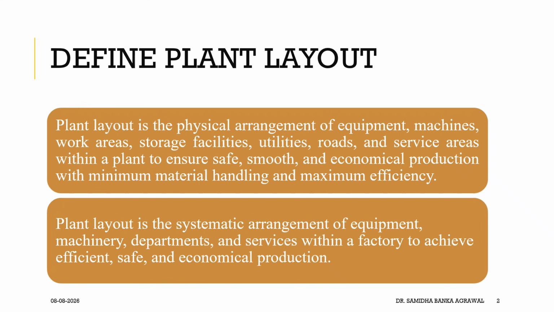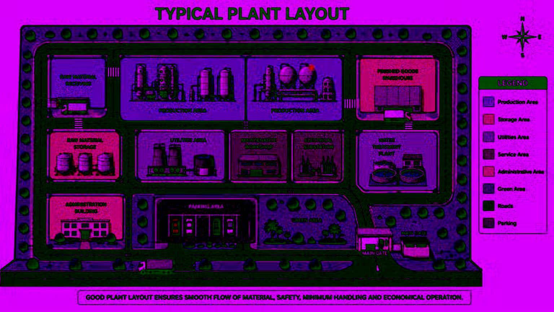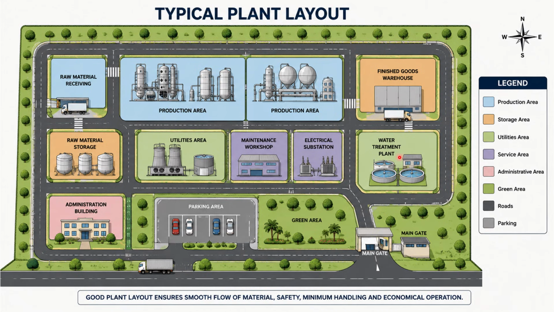Now we will have a look at the typical plant layout. So you can see over here that in a typical plant layout, you have the main production area, alongside with the raw material storage and receiving end. The production area is supported by utility, maintenance, and electrical substations. Alongside, we have the warehouse for finished goods and ETP. We have a special area for administration building and parking, and since we are dealing with a chemical plant, to ensure environmental friendliness, we have a lot of green area over here.